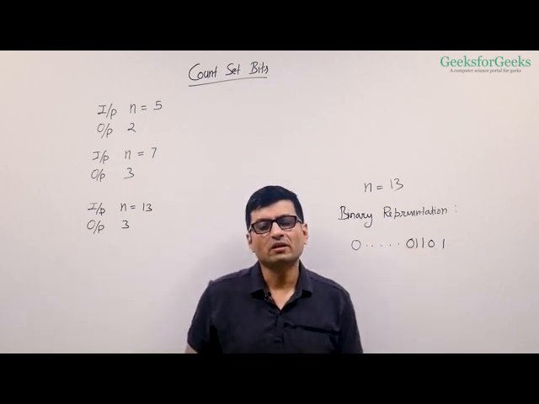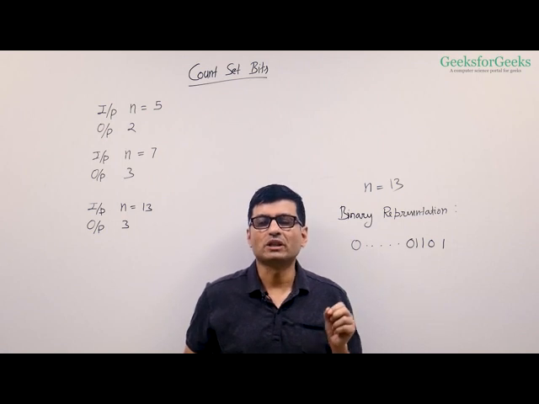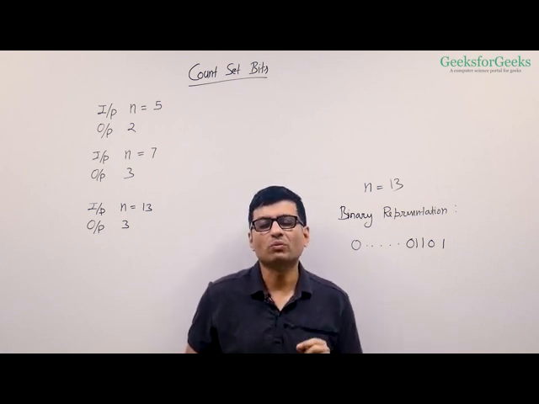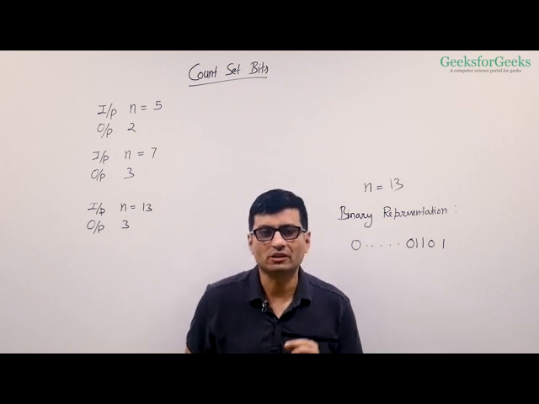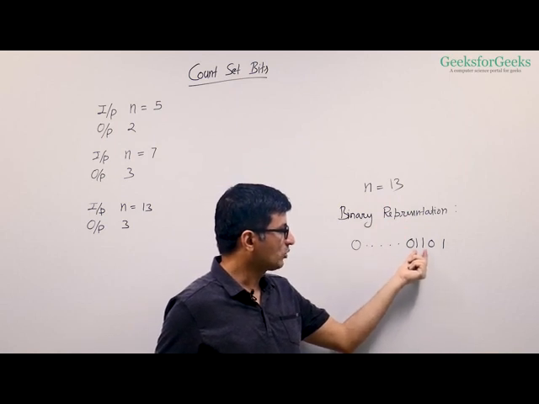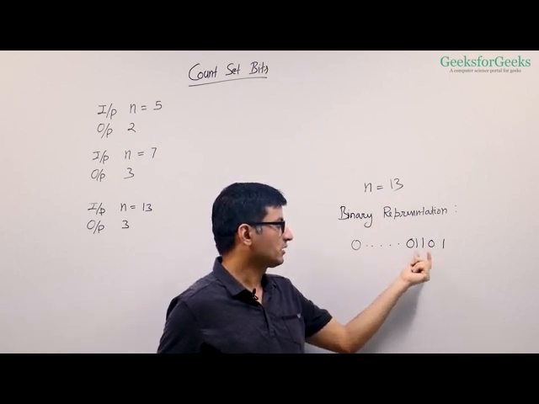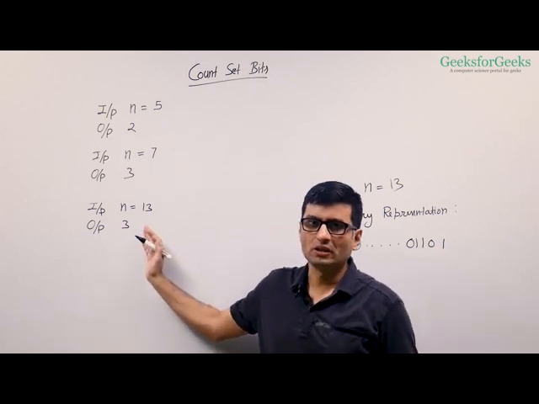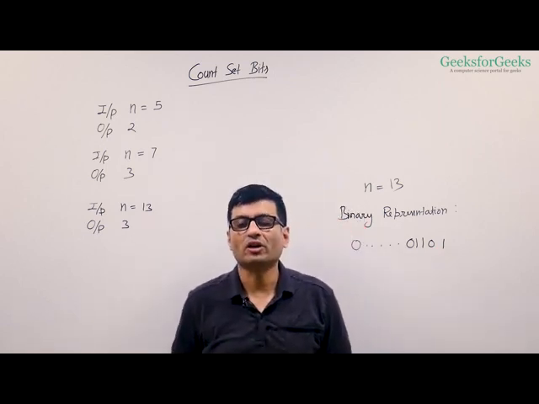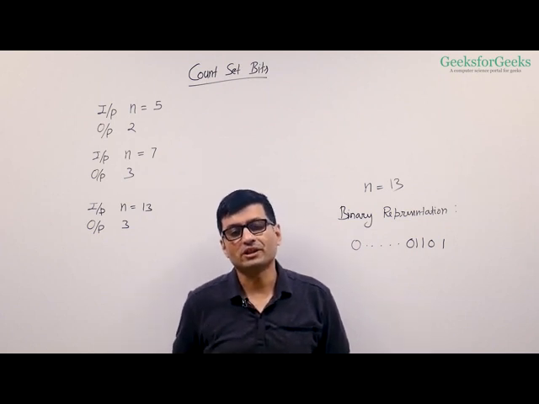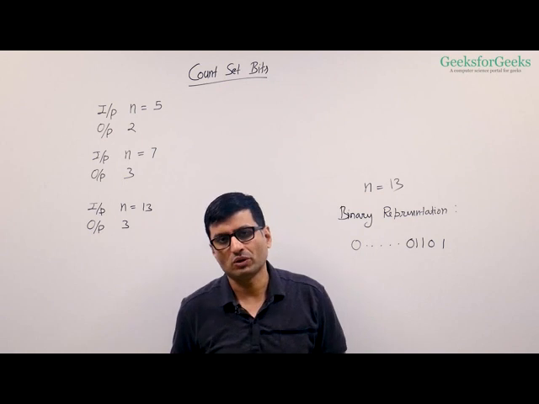So we are given a number. We need to consider its binary representation. We need to count how many set bits it has in its binary representation. If you look at 13, it has total 3 set bits, right? 1, 2, 3. That is why our output is 3. Now please pause this video and try to write down a program for this. We are going to discuss 3 different solutions of this problem.